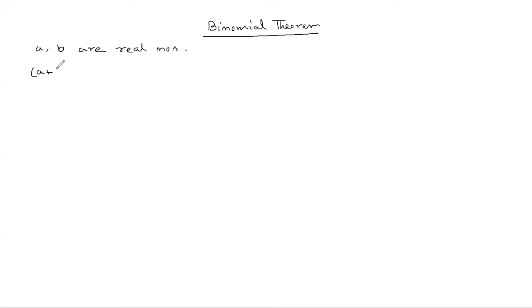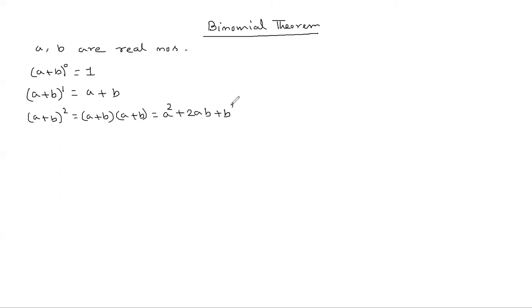And I want to find (A plus B) power 0. It is always 1. Now, if I write (A plus B) power 1, then it is just A plus B. Now, if I want (A plus B) power 2, then you can very easily find (A plus B) whole square by multiplying A plus B and A plus B, which results in A square plus 2AB plus B square.